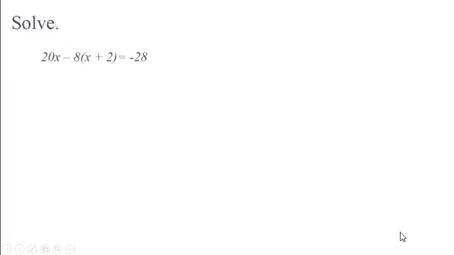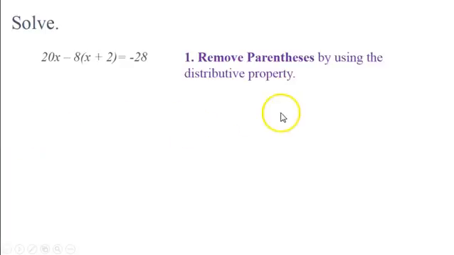Our next one, 20x minus 8 times x plus 2 is equal to negative 28. Here we have one with parentheses finally. So our first step is going to be to remove parentheses by using the distributive property. When I am distributing, I have a negative 8 here. I need to distribute my negative and my 8. So I'm going to distribute negative 8 to x, so I get negative 8x, and I'm going to distribute negative 8 to this positive 2 and end up with negative 16.